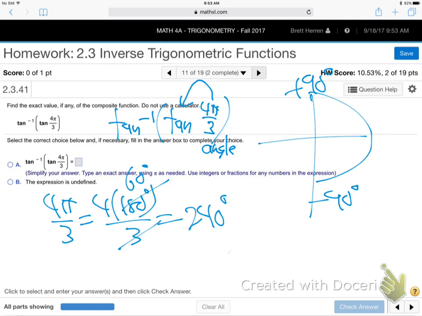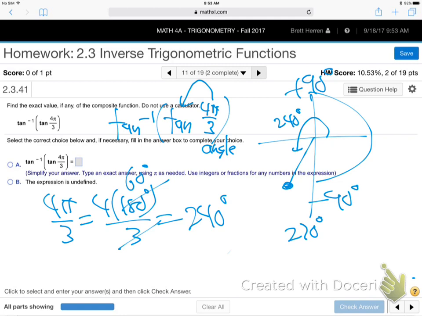240. That's somewhere over here, isn't it? It's almost to 270. So no, the answer is not going to be 4π/3. It's not in the zone. Well, then what's the answer? That same position over in one of the zones will be the answer. So we have to move that to one.